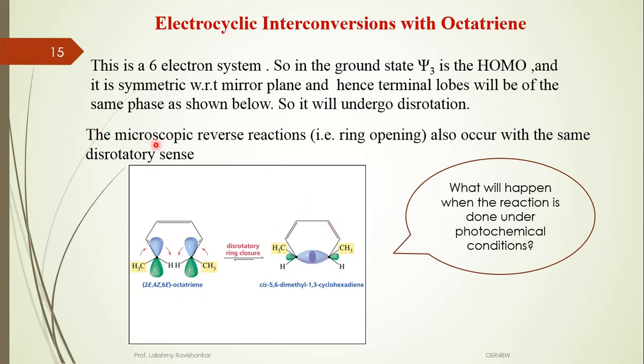Please remember the law of microscopic reversibility applies here. So whatever is the nature of the rotation in the forward direction, be it con or dis, for the ring opening also it would be in the same direction. That is, microscopic reverse reactions also occur with the same disrotatory sense in this particular example. What would happen if the reaction is done under photochemical conditions? One of the electrons from Psi3 will be excited to Psi4. So Psi4 will become my new HOMO, and you can work out and see what type of rotation will favor the ring closure under photochemical conditions.